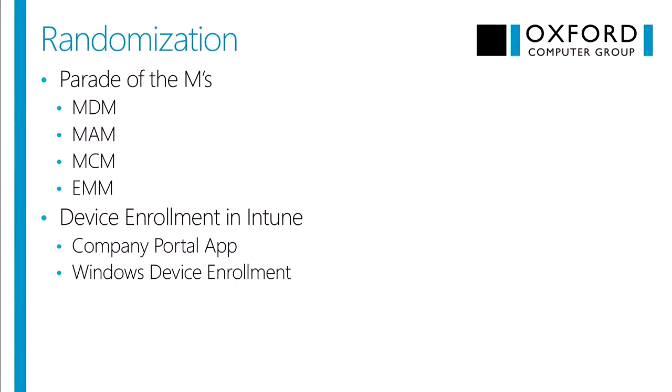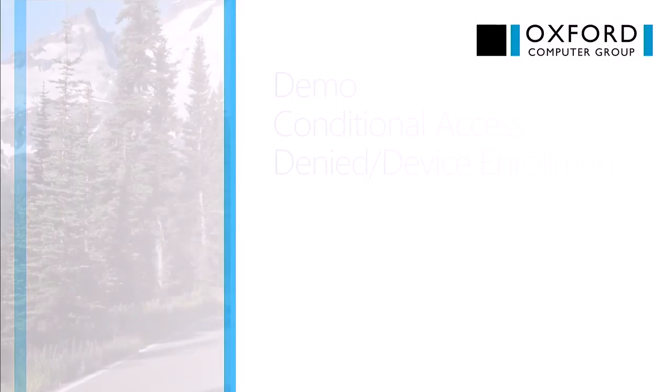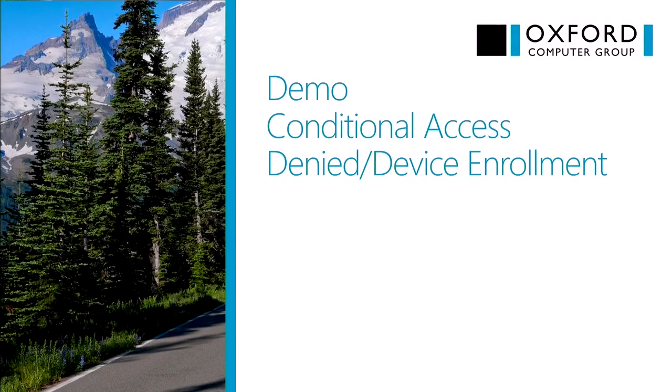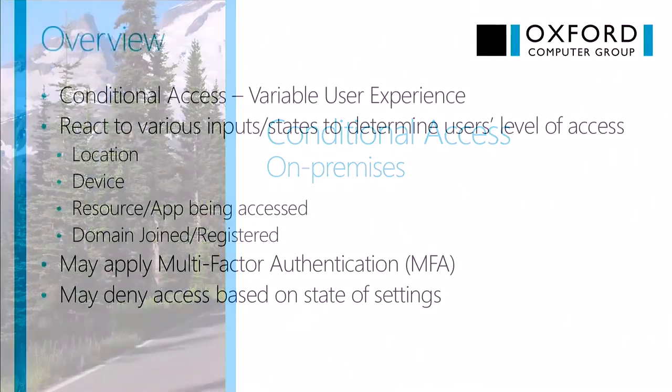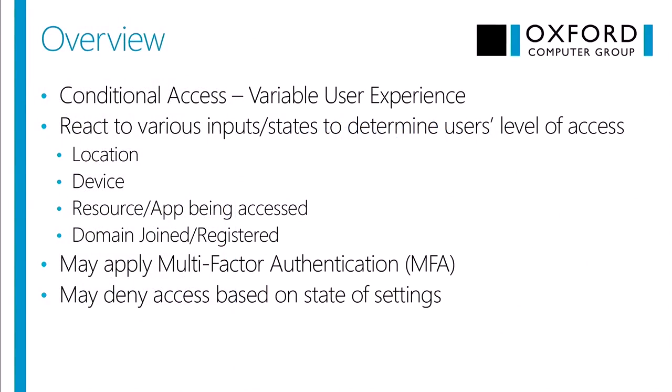So kind of an overview, talked about all the M's. We did conditional access denied. We saw that, device enrollment. We'll let that, as I said, we'll let that go ahead and bake. So talk about a little bit about conditional access. Right back to this variable user experience. We talked a little bit about this last night in the Ask the Posers session.